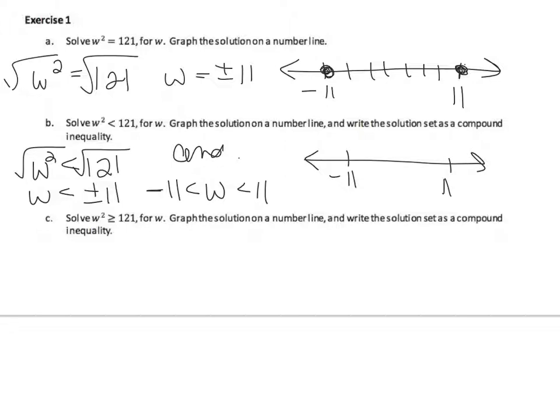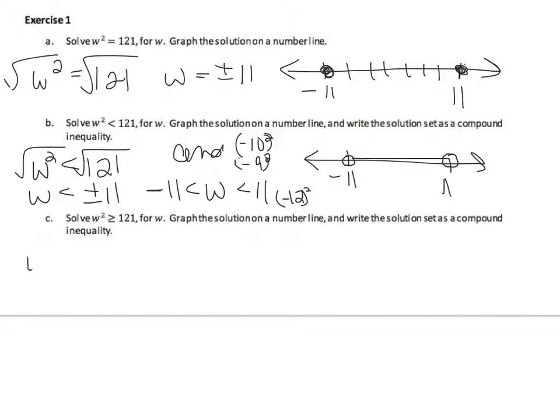If you think about it, if I square 10, I get 100. If I square 9, I get 81. If I square negative 10, I get 100. If I square negative 9, I get 81. So w is somewhere in between negative 11 and positive 11. If I squared 12, I would get 144. If I squared negative 12, I would get 144, which doesn't satisfy the inequality.